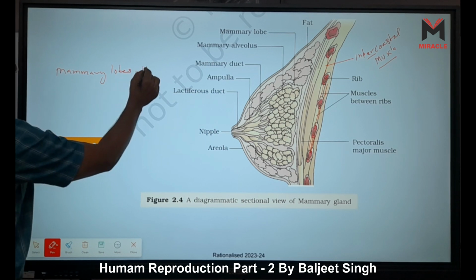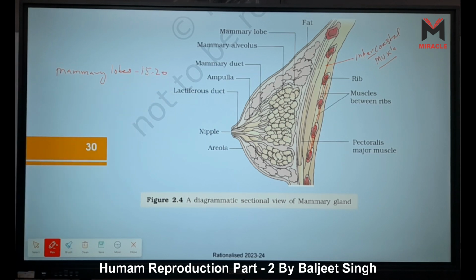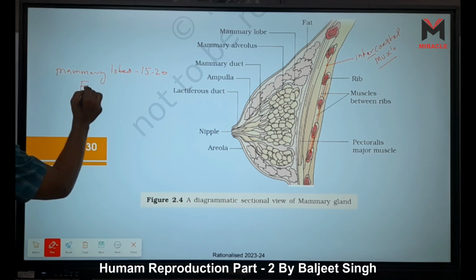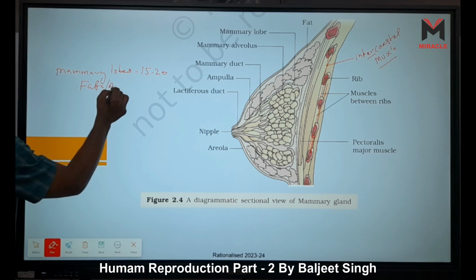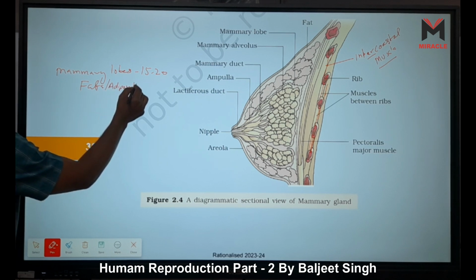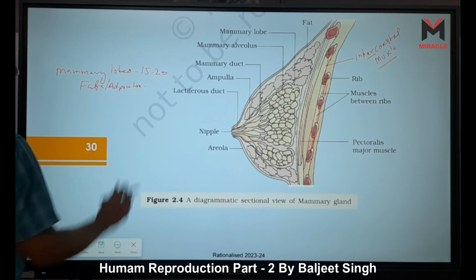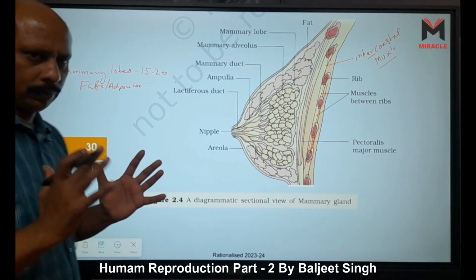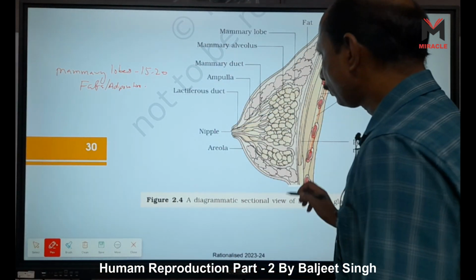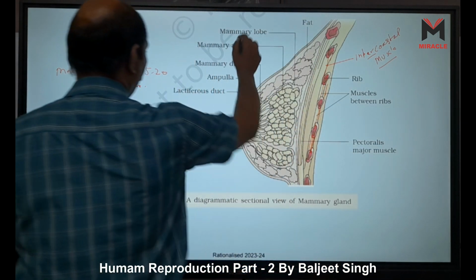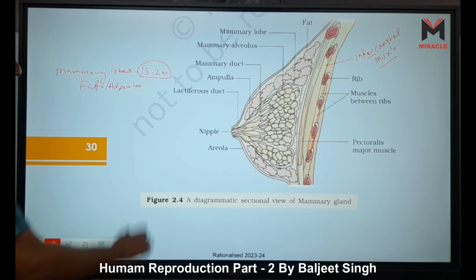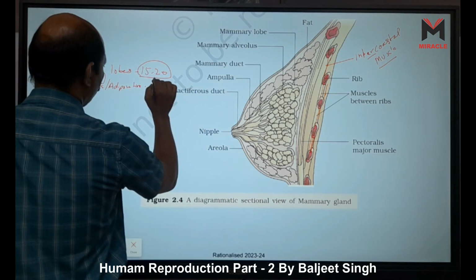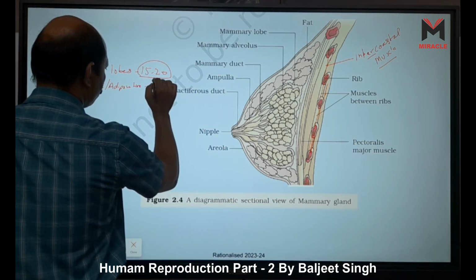How many lobes are there? There may be 15 to 20 mammary lobes, and fat tissue. Fat, we can say adipose tissue, right? They form the breast. Okay. What is given here? Mammary lobes. How many mammary lobes are there? 15 to 20 mammary lobes are there, and these lobes, right?